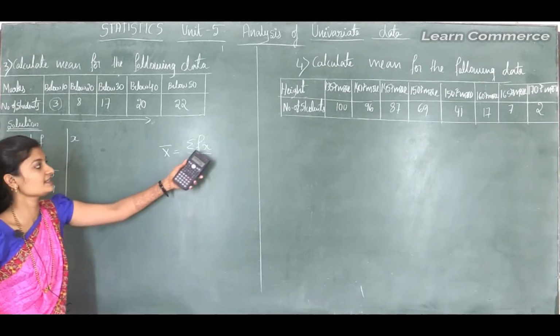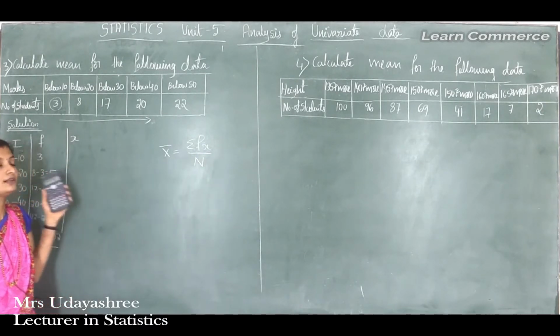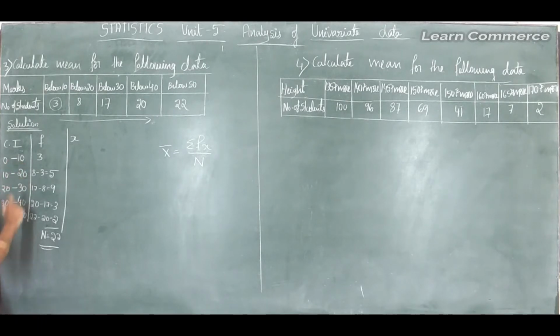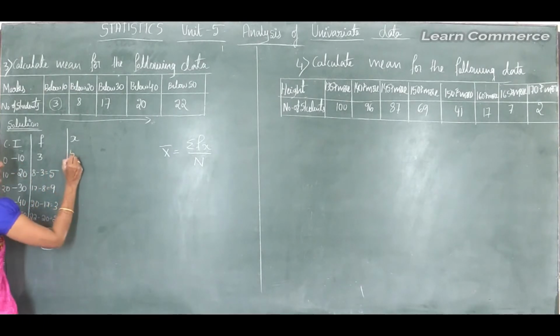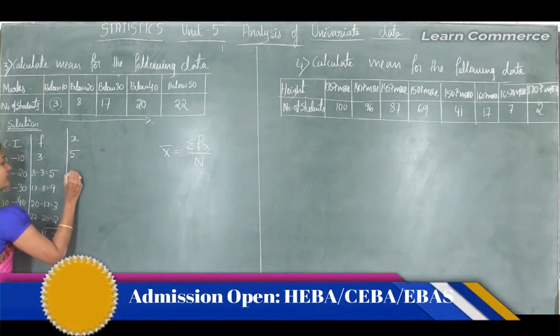So here x in the sense that is midpoint. So to calculate midpoint, the formula is lower class limit plus upper class limit divided by 2. See here lower class limit is 0, upper class limit is 10. So 0 plus 10 divided by 2 is 5. Next here 10 plus 20 divided by 2 is 15.